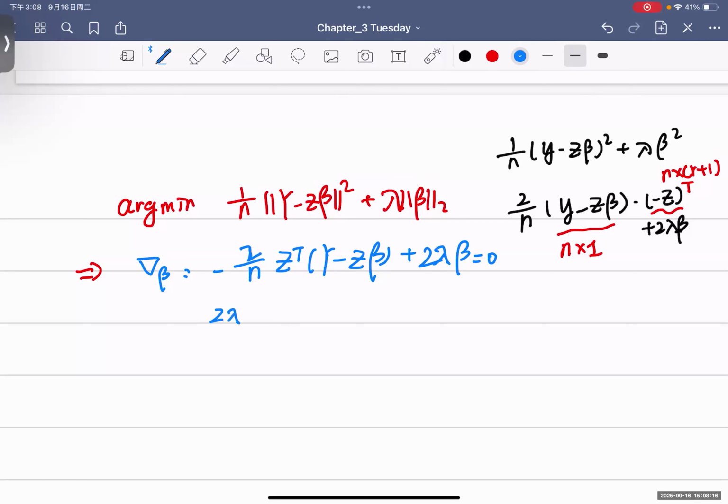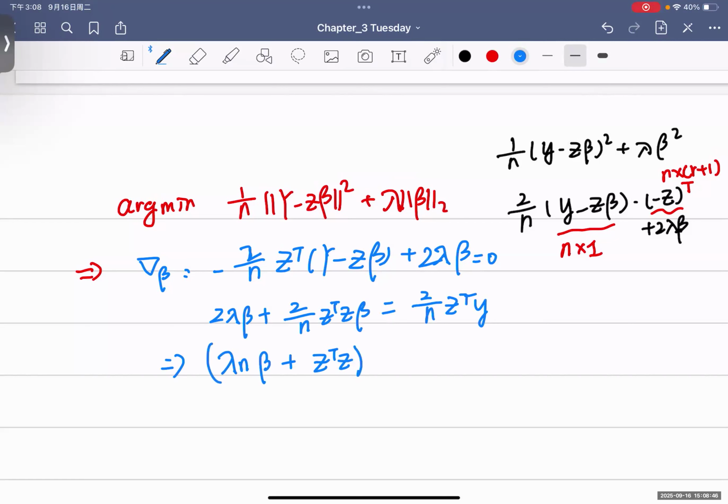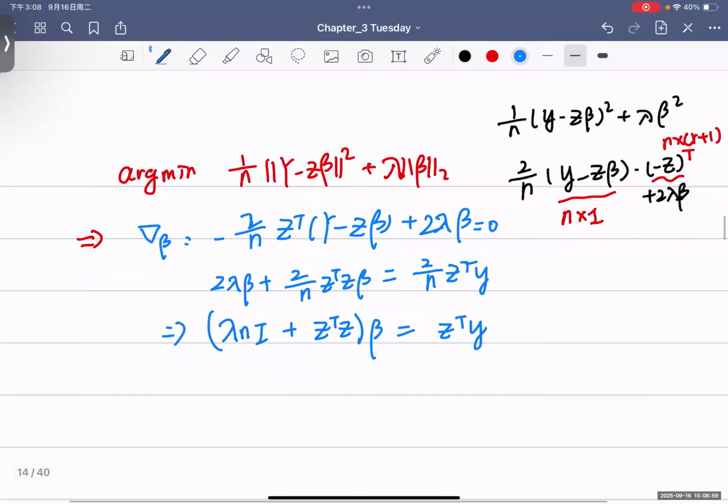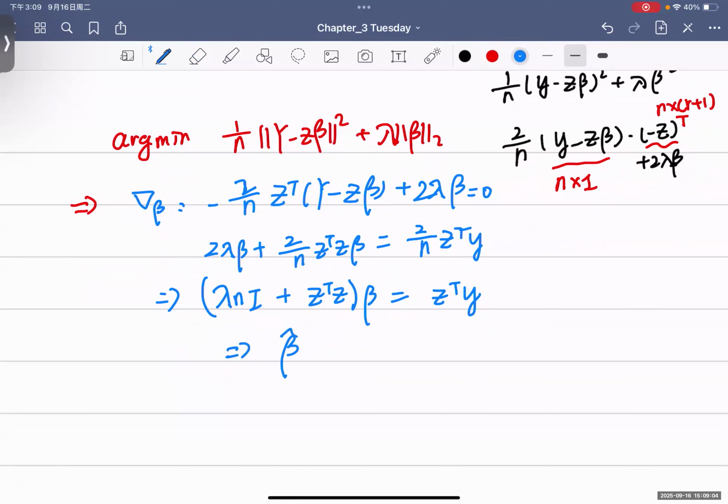It's 2 lambda beta adding 2 over n z transpose z beta, minus z transpose 1. We can multiply by n for convenience and also divide by 2. So it's lambda n beta, adding z transpose z, equal to z transpose 1. Therefore, beta ridge is equal to the inverse of (z transpose z adding lambda n I) times z transpose 1. So this is how the ridge gives the solution.